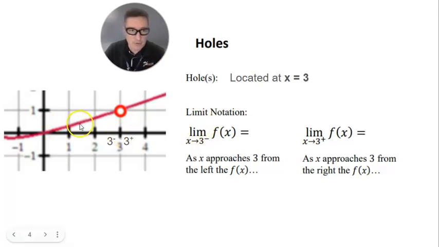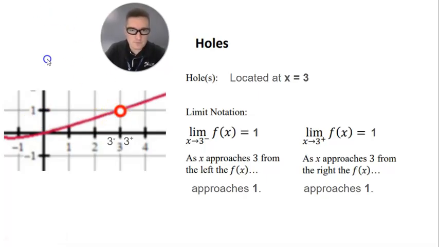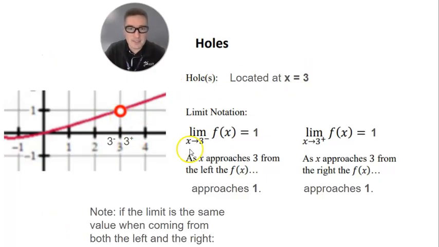As I approach the hole from the left, and also as I approach the hole from the right, we actually are approaching the same value of 1, but the function does not equal 1 there. It only approaches it as we get closer to that point. So we're approaching 1, but not ever equaling 1. Now, since my limit approaches 1 from both the left side and the right side, I can actually just write the limit as x approaches 3 of the function is equal to 1.